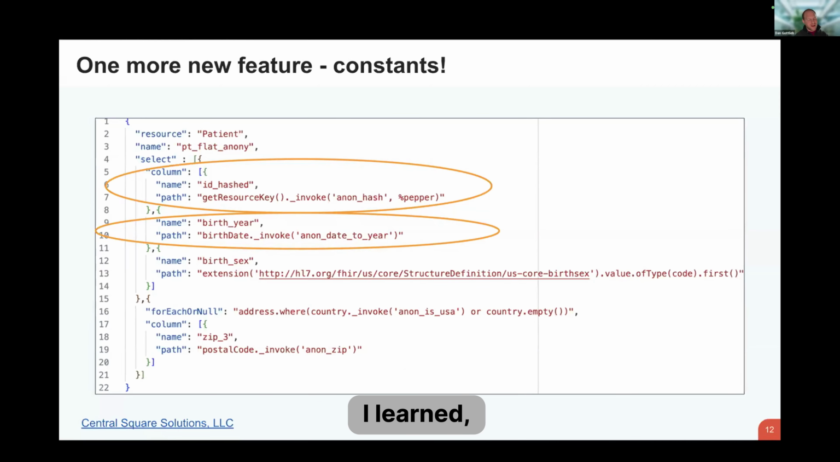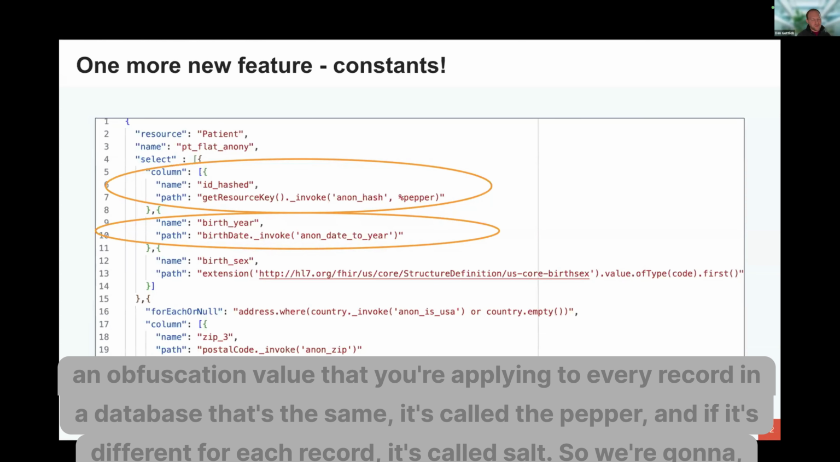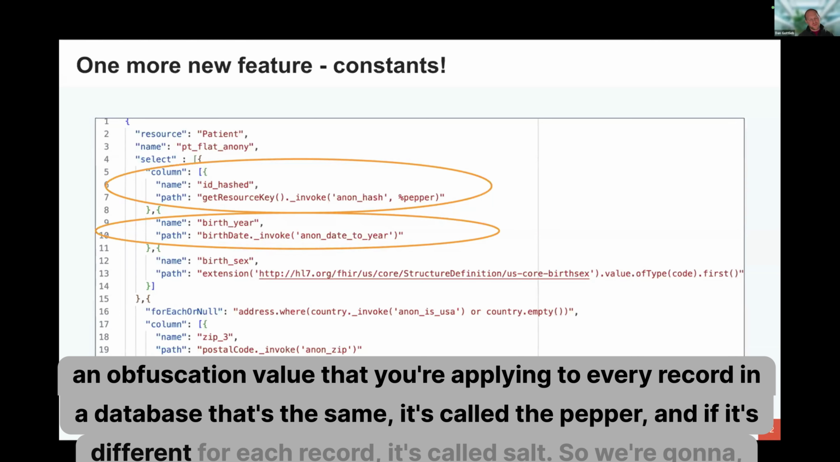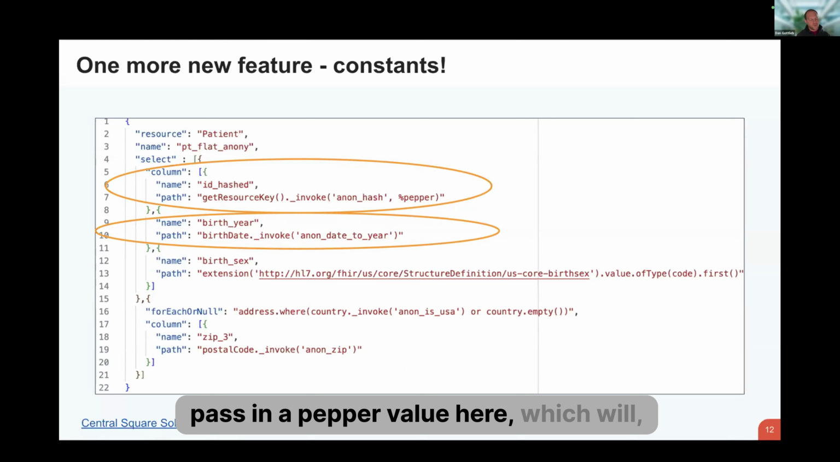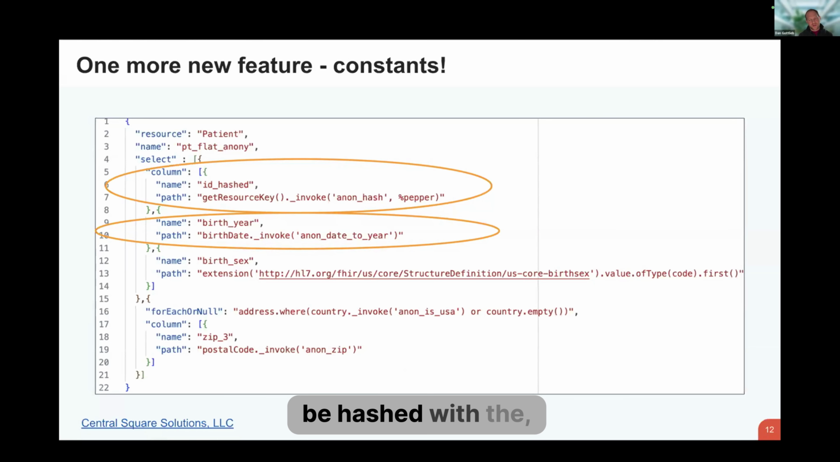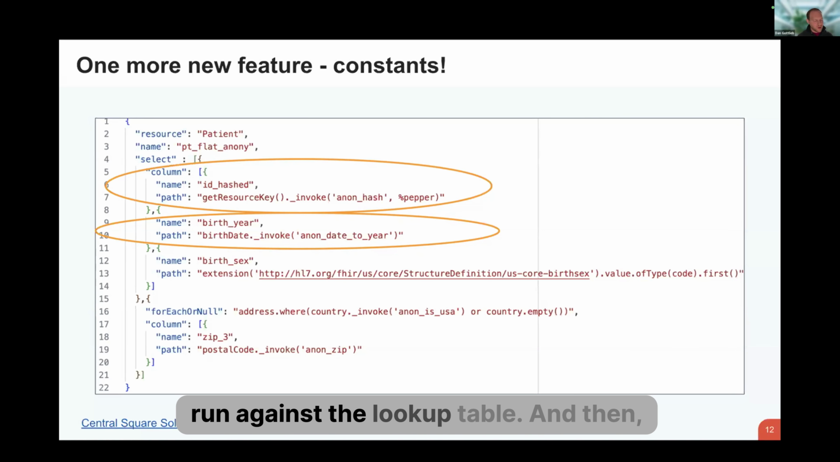command line. I learned a couple months ago that when you have an obfuscation value that you're applying to every record in a database that's the same, it's called a pepper. And if it's different for each record, it's called the salt. So we're going to pass in a pepper value here, which will be hashed with the IDs to make them a little bit harder to run against the lookup table.